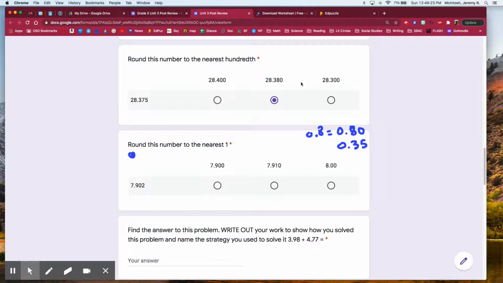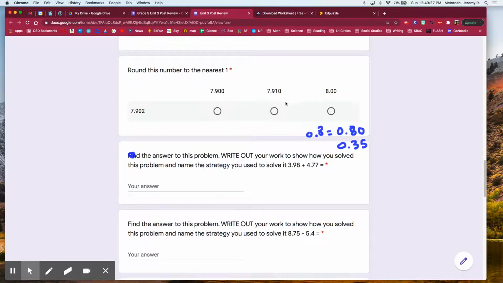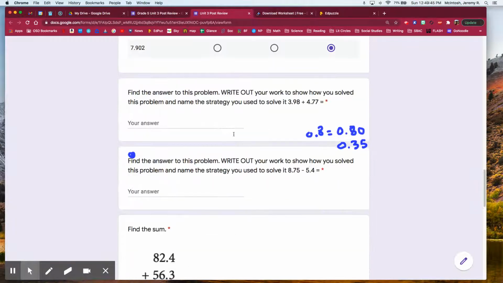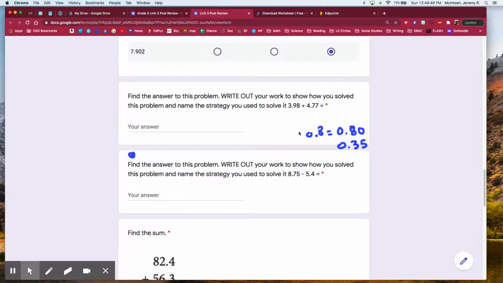So that 5 changes to a 0. Okay, round this number to the nearest whole number, or 1. 7 and 902 thousandths. So we're looking at the 7, that's our whole number. So we look at the tenths place to tell us what to do, which is a 9. 9 is greater than 5, bumps the 7 up to an 8. All right, we're moving on. So that's an 8.